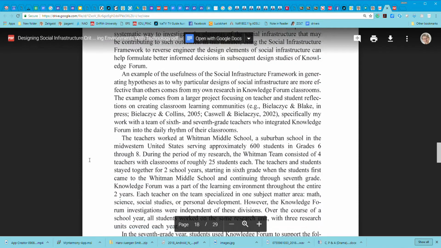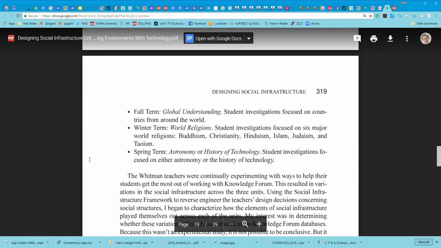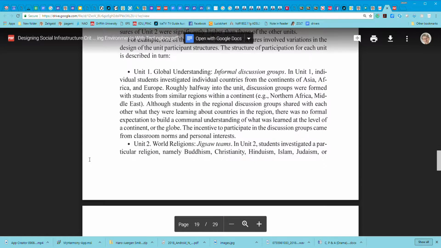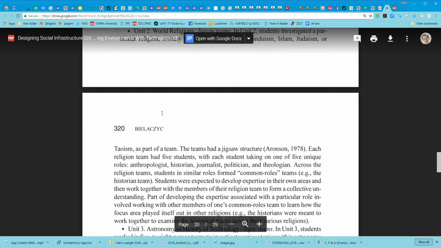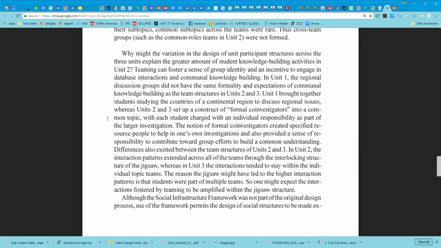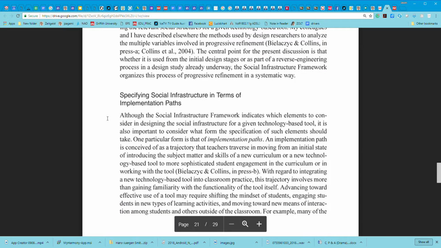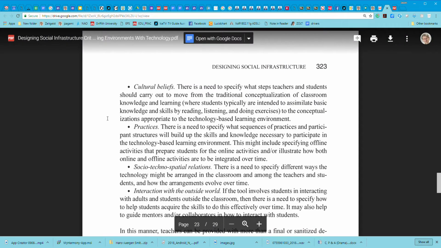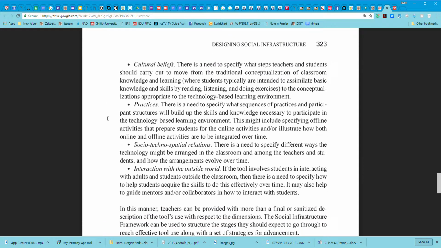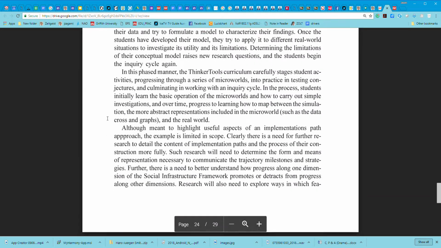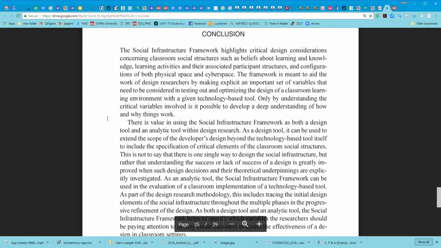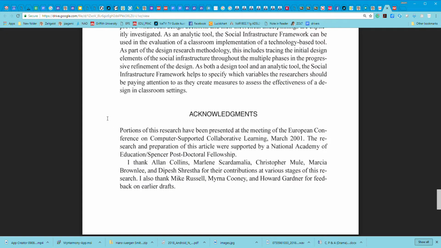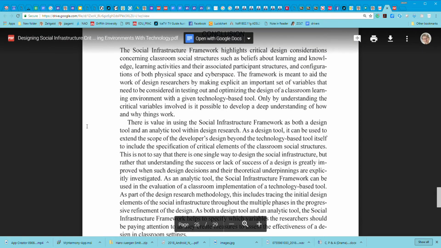Where's their summary? Okay, now it's going through their case study where they looked at the teaching of religious studies through the use of technology. And the needs of their various aspects to fit that model. And here we are, their conclusion. Okay.